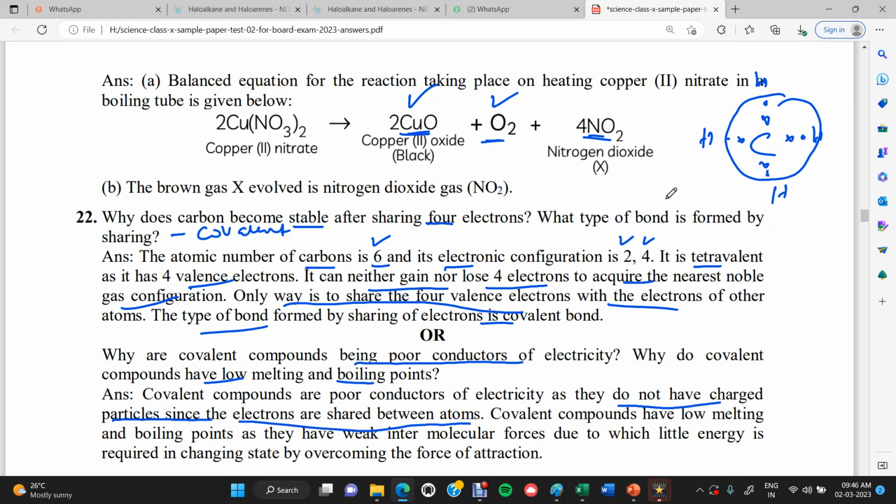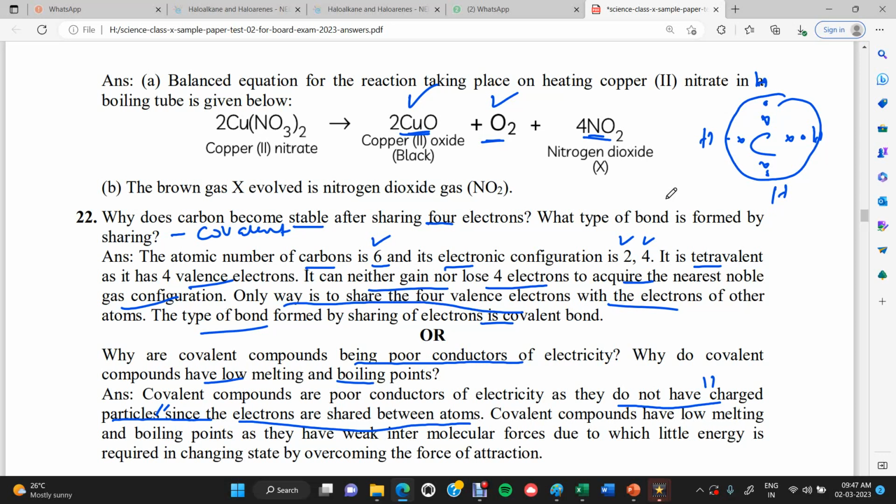Charged particles are formed. Remember this word. Charged particles are formed when the electrons are transferred. Right? There is no transfer of electrons, so no charged particles. So if there are no charged particles, it is difficult to conduct electricity, right?